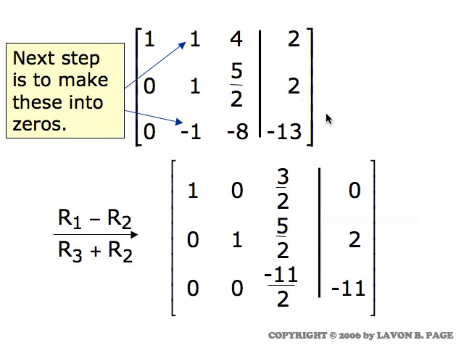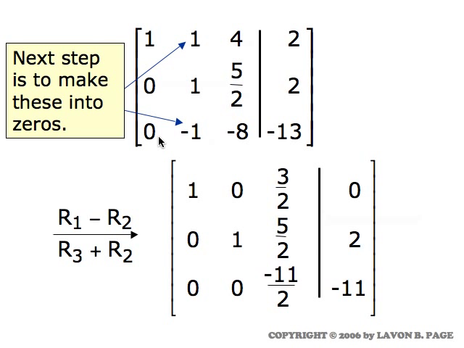2 minus 2 is 0. So this is the new row 1 when we up here do row 1 minus row 2. This minus 1 we need to turn into a 0, and we do that by getting a new third row as row 3 plus row 2.